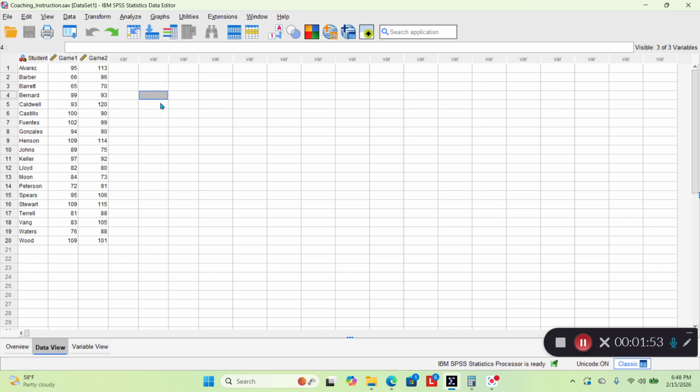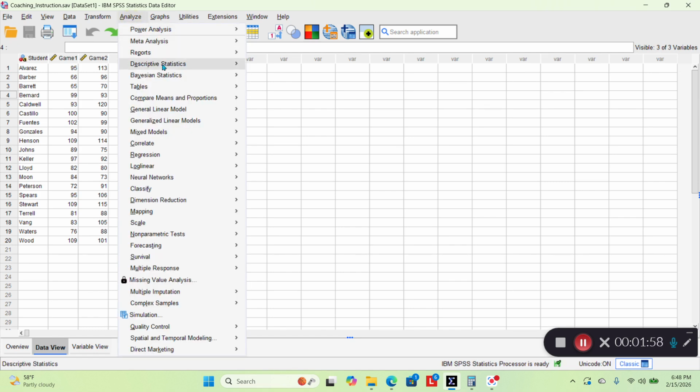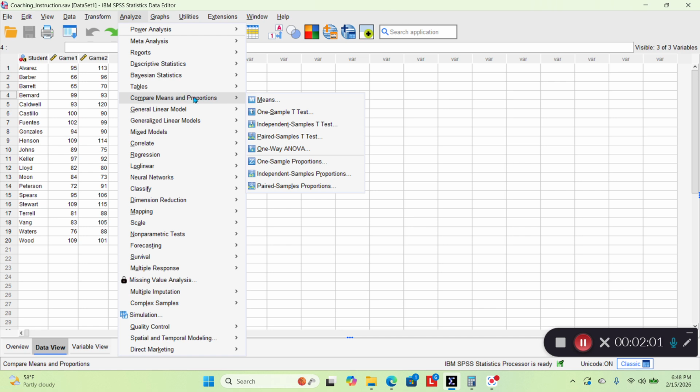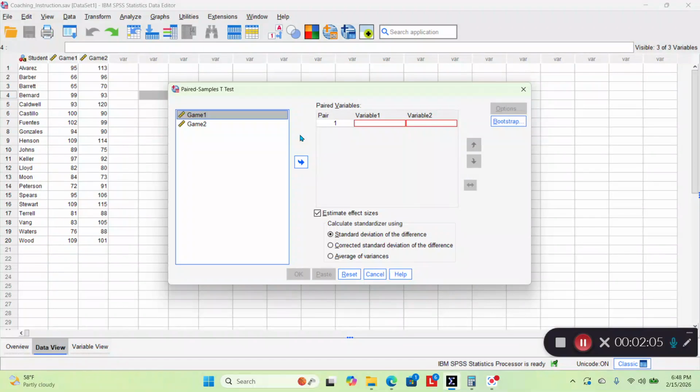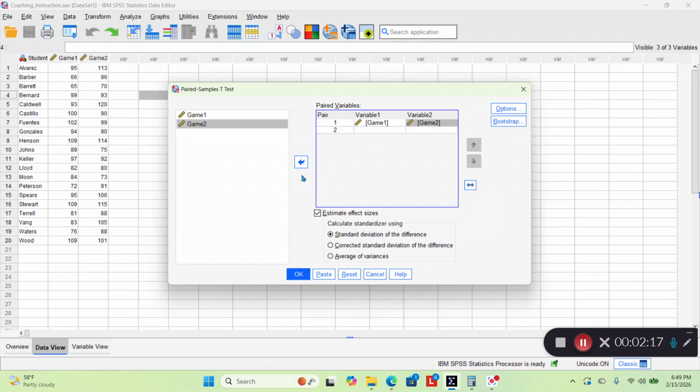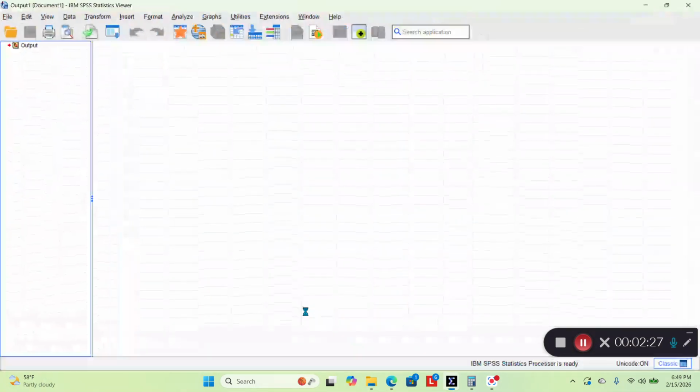Okay, now that we have all that taken care of, we're going to go to analyze. We're going to go to compare means and proportions, and then we're going to go to paired sample t-test. Okay, so for game one, I'm going to click on that. We want this to be for variable one, and then game two for variable two. And as you can see down here, I already have standard deviation of the difference selected, and we're going to click OK. Let's see what that comes up with.